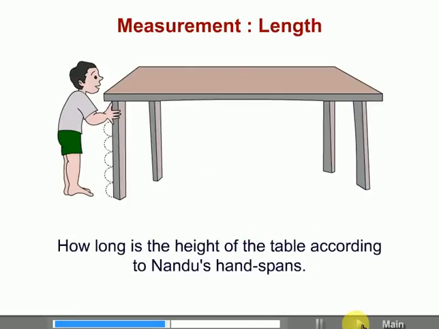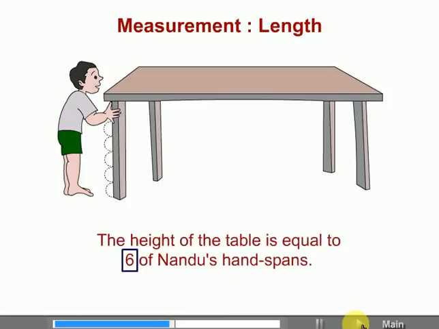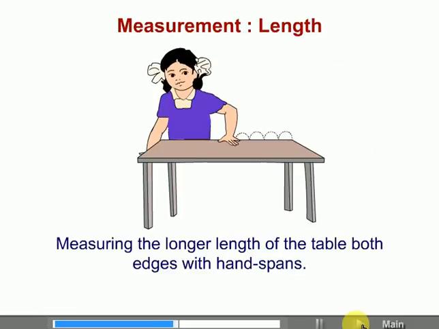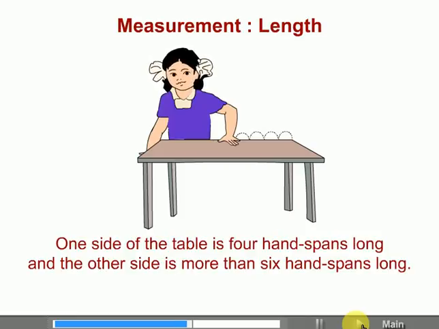So, how long is the height of the table according to Nandu's hand spans? The height of the table is equal to 6 of Nandu's hand spans. In the next picture, you can see Nina measuring the length of the table, that is the longer length of the table, with her hand span. You can see Nina measuring both the edges of the table using her hand span. And what has she found? One side of the table is 4 hand spans long, that is the shorter one, and the other side or the other edge is more than 6 hand spans long.